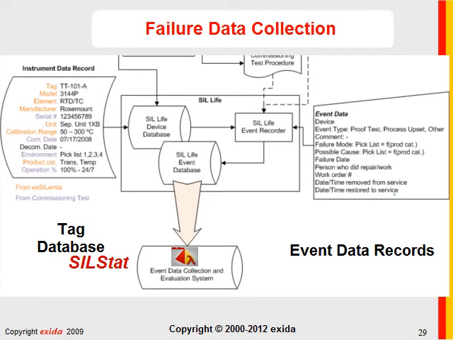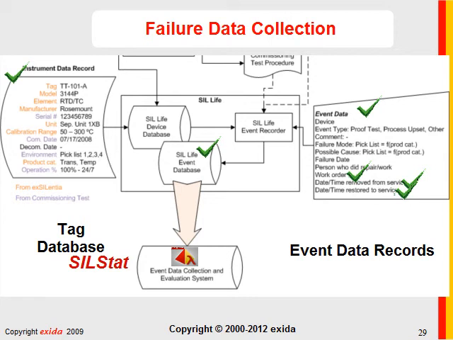How does the information get collected? Well, for every event, for every piece of event data, which includes the event type and the failure mode from a pick list, possible cause from a pick list, failure dates, who did the work, primarily so you can go ask questions if something doesn't make sense, work order number, date and time removed from service and restored to service. We take the event data and correlate it with the particular tag data of the instrument that failed, and combine these into an event database.